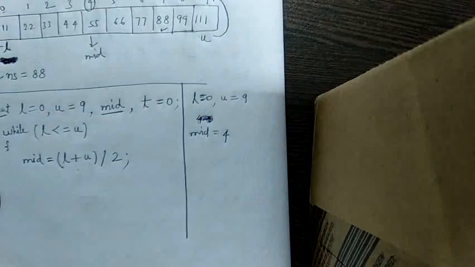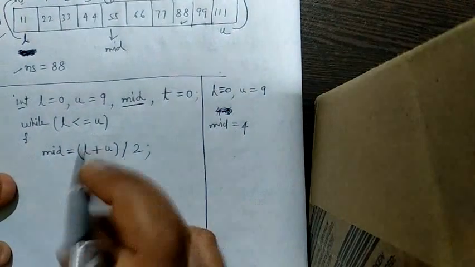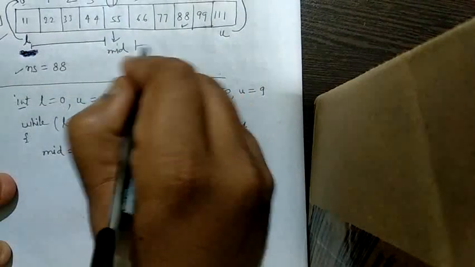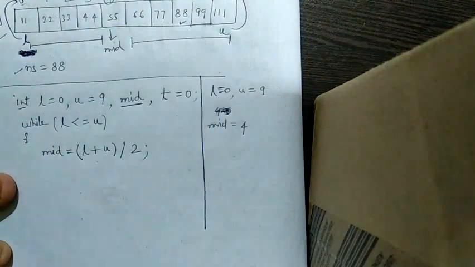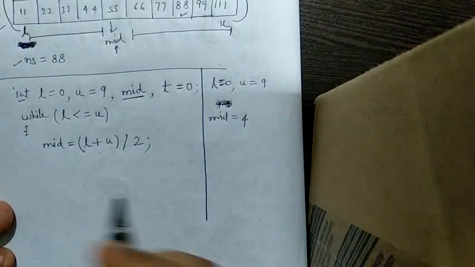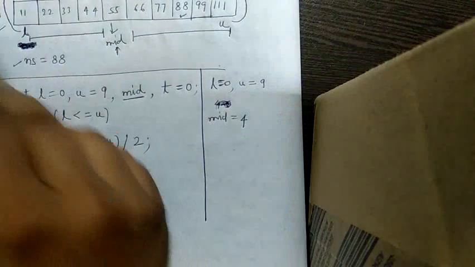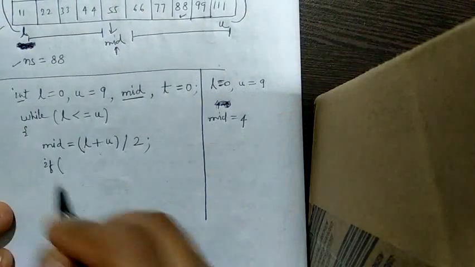Now you have to check whether your element is present in this part or else in this part, or exactly at this position. So 3 conditions will be there for this. So first we will write the first condition to check whether this element is present in this part.